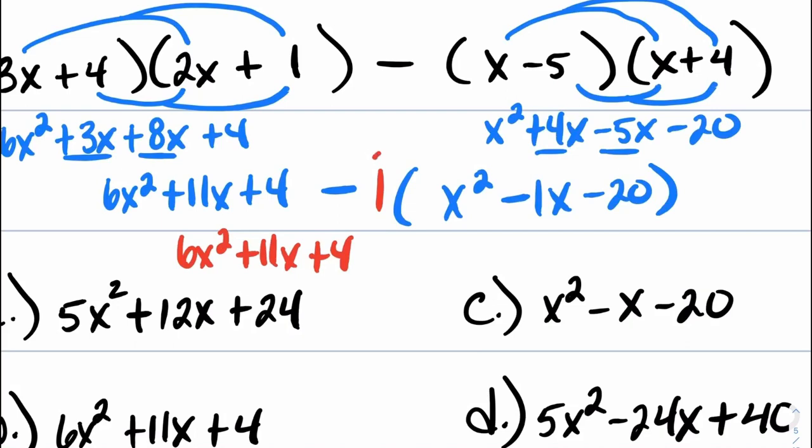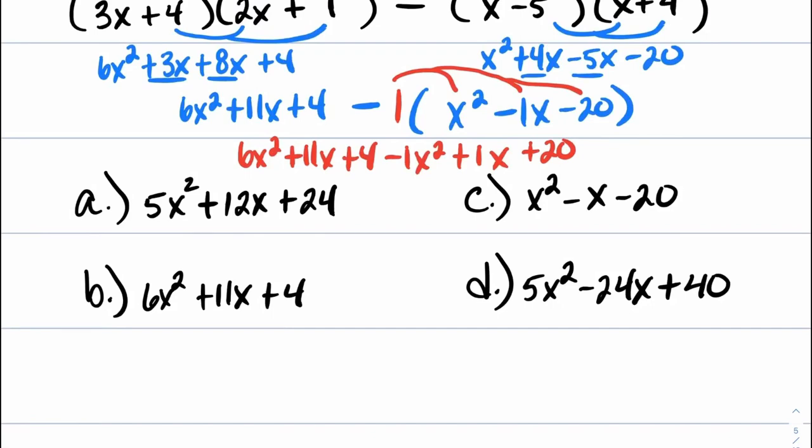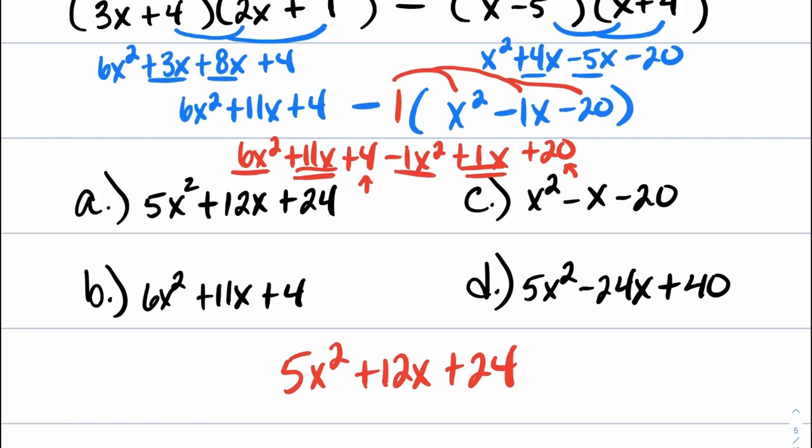And now I'll begin distributing this -1 to get -1x squared. -1 times -1x is a positive 1x. -1 times that -20 is a positive 20. And now we'll combine our like terms. 6x squared minus 1x squared is 5x squared. Positive 11x plus 1x is 12x. And then we'll take our 4, combine it with our 20 to get 24, giving me an answer choice of A.